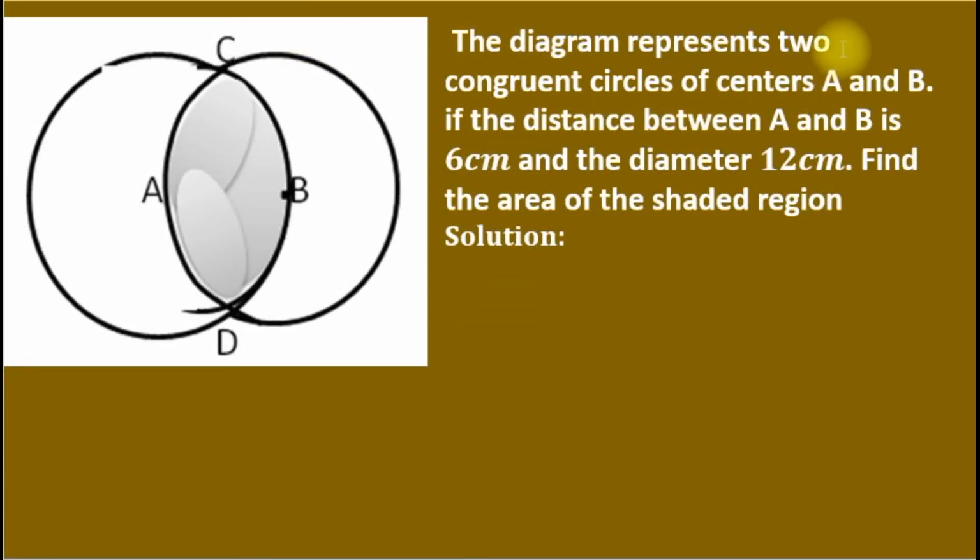We are given the diagram representing two congruent circles with centers A and B. The distance between the centers is 6 and the diameter is 12 cm, and we're asked to find the area of the shaded region. Before I solve this question, I want to get a formula for anything of this form.